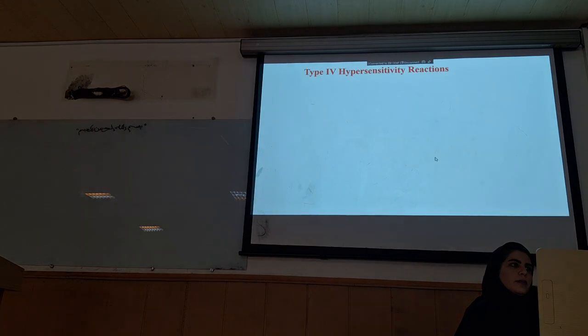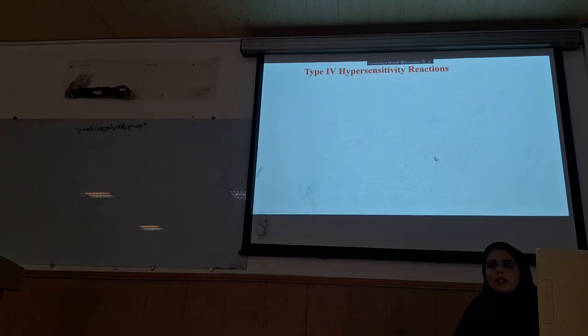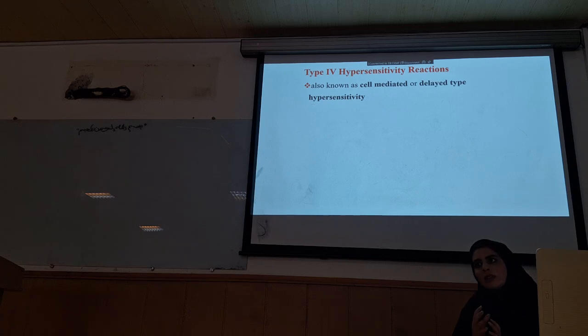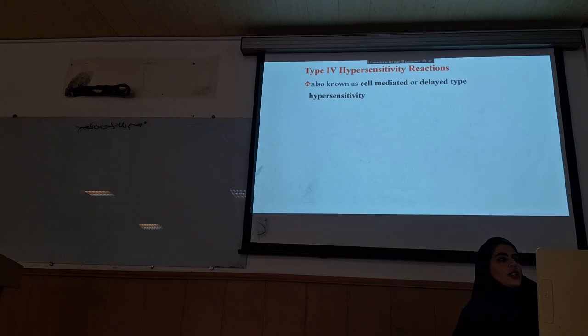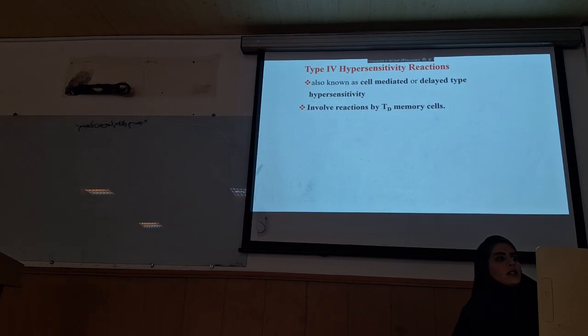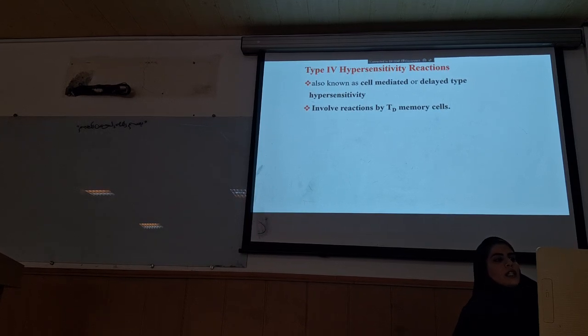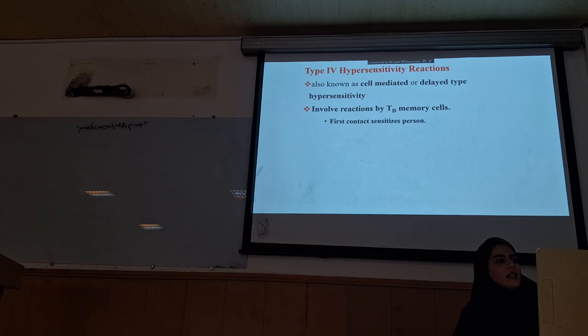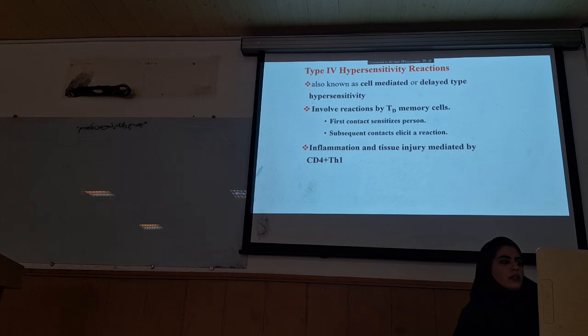Type 4 hypersensitivity reaction, also known as cell-mediated. T cells are activated in the type 4 hypersensitivity reaction. It is a delayed-type hypersensitivity and involves a reaction by memory T cells. You need a first contact to sensitize the person, and then you have a subsequent reaction.